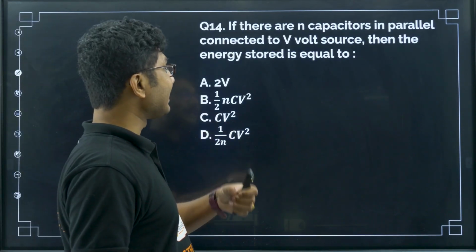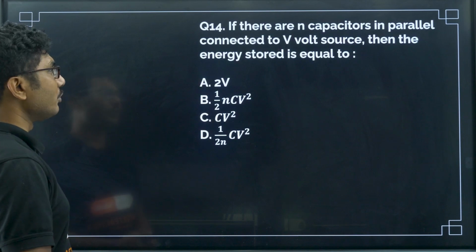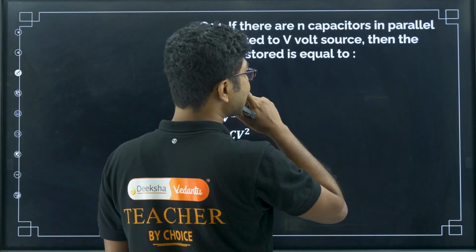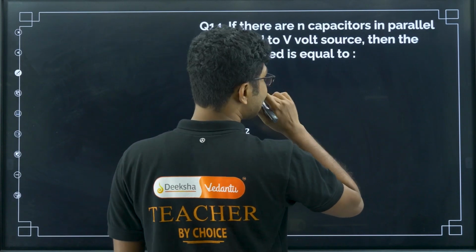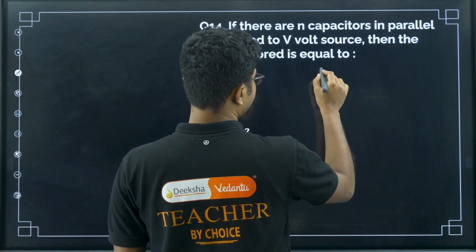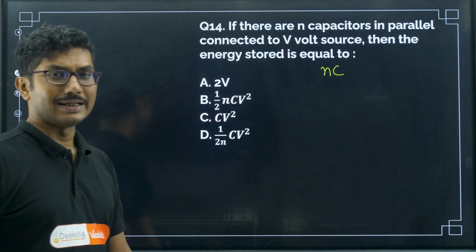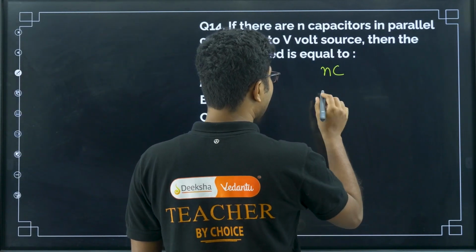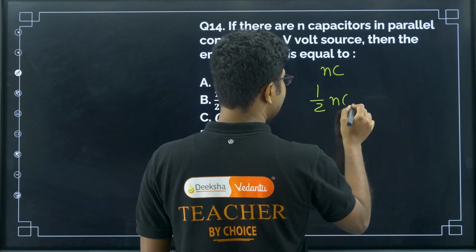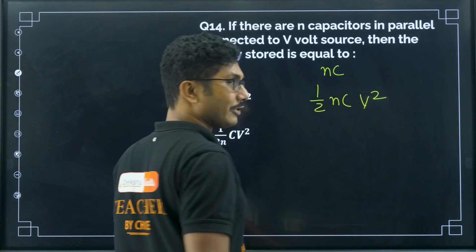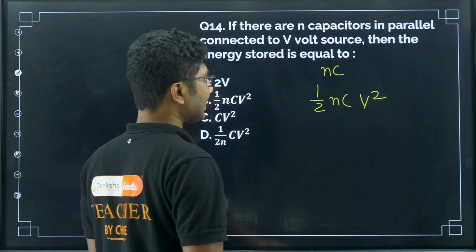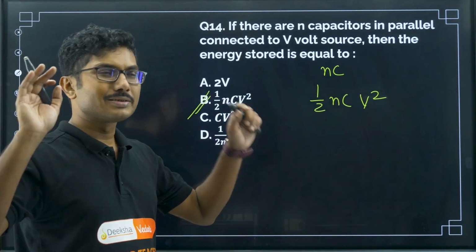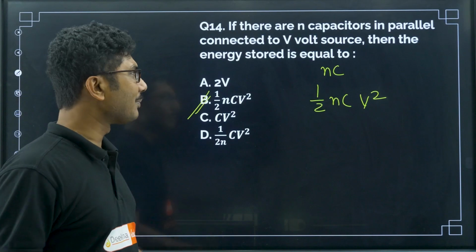If there are n capacitors in parallel connected to a V volt source, then the energy stored is equal to. So n capacitors in parallel. N capacitors in parallel means what is the equivalent capacitance? Equivalent capacitance is NC, parallel combination. And we know that energy stored is half C V square. If you can calculate the equivalent capacitance, we can simply calculate the energy stored, that is half NC V square. Not super difficult, it's a very simple problem.